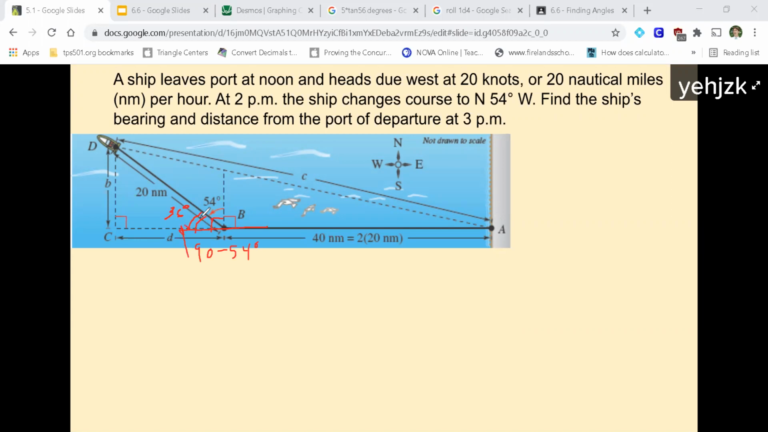You just do 90 minus 54. All right, so then we can use that to solve for B and D. This would be the opposite side from that angle. We already said 20 was the hypotenuse, and D would then be the adjacent leg. So if I want to find the opposite given the hypotenuse, which trig function relates opposite and hypotenuse? Sine, cosine, or tangent?